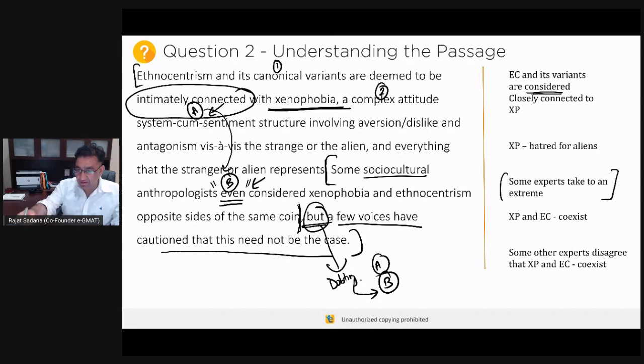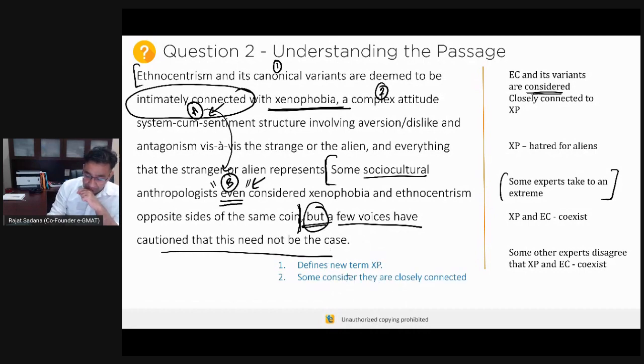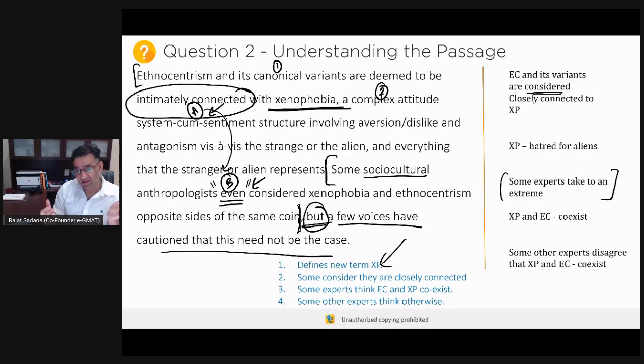All right, and which is where the summary is there. Now you guys say, a lot of people know "but" as contrast, but you've got to apply it to the right context. If you don't apply it to the right context, you again make a mistake. And which is where A versus B is really important. So in this, the author defines a new term called XP, and he says XP and EC are closely connected. Some experts think they're so closely connected that XP and EC can coexist, but some other experts think otherwise.